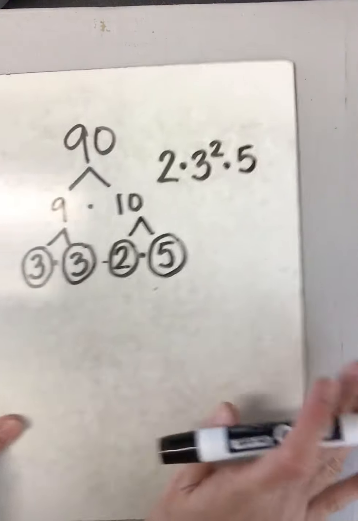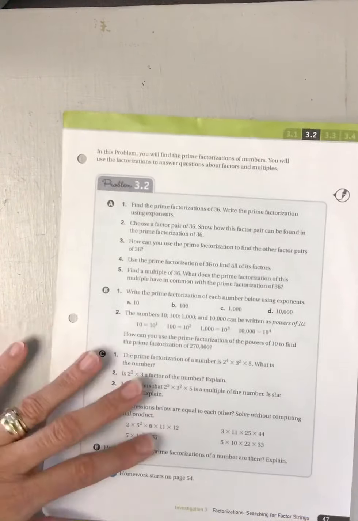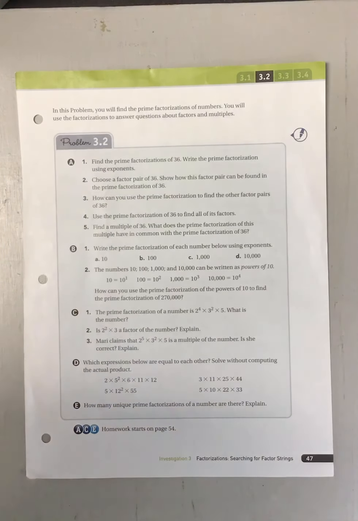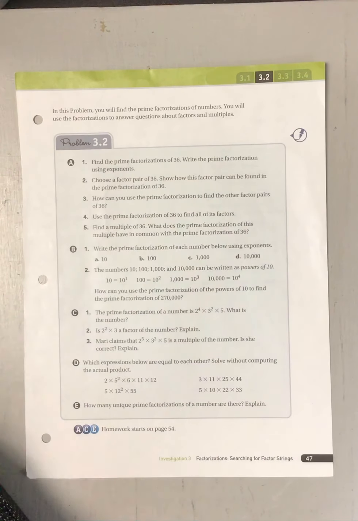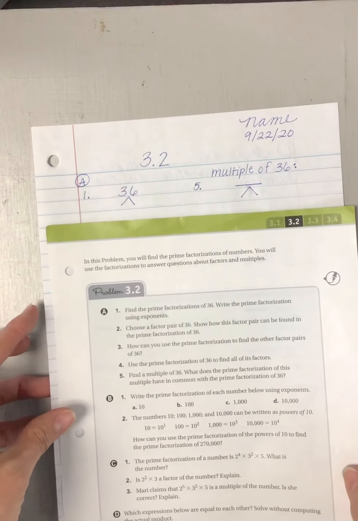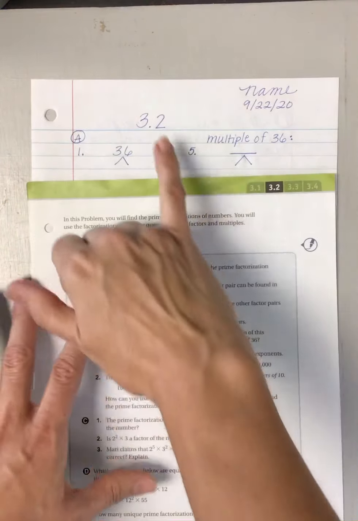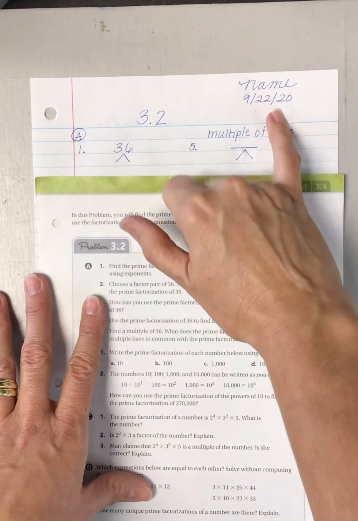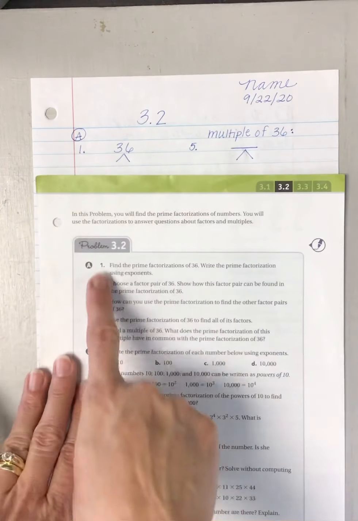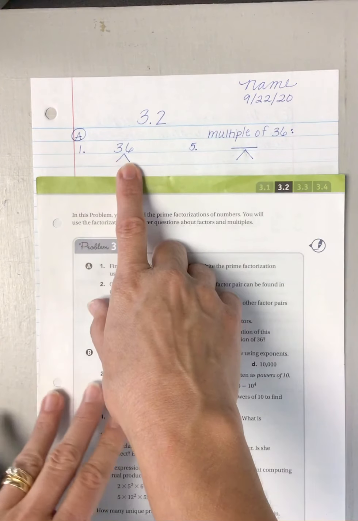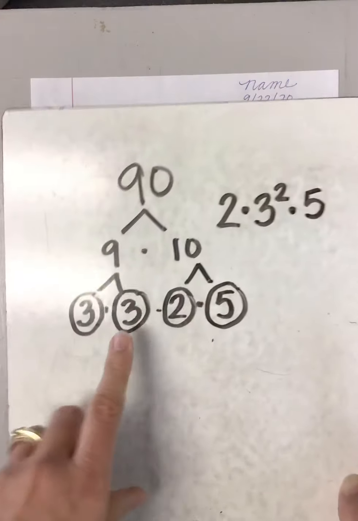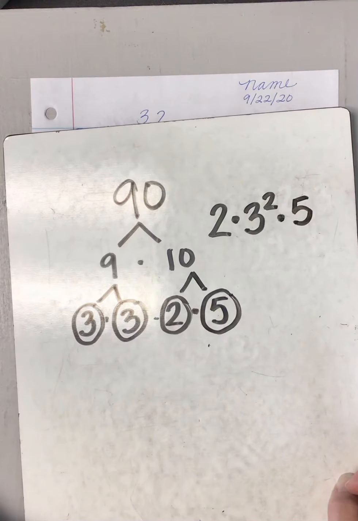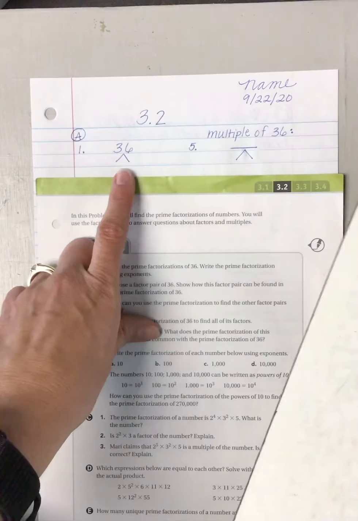Okay, this is what you're going to do in this problem. So let me walk you through what it's asking you to do. We are skipping a few parts, so make sure that you follow these directions so you don't have extra work. The first thing it asks you to do is find the prime factorization of 36. So after I set up my page with the 3.2 at the top, name, date, A1, we're doing A1. You want to do prime factorization of 36. So you're going to do this branching upside down tree thing, prime factorization, but of 36 instead of 90.